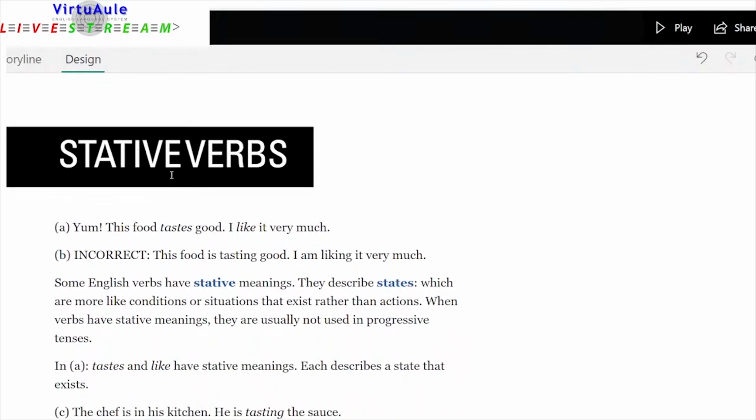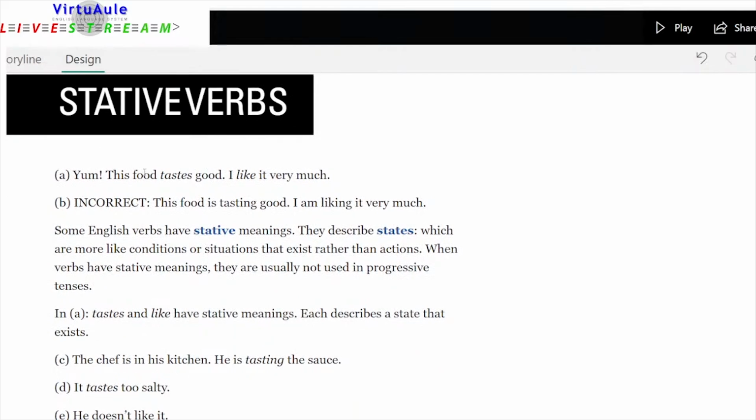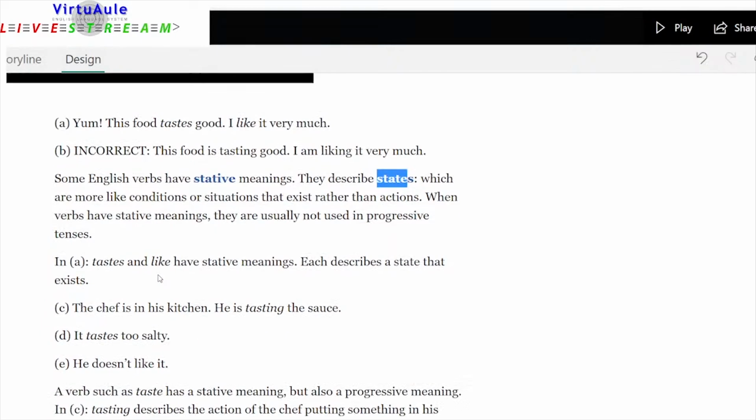Let's look at stative verbs. Yum, this food tastes good. I like it very much. Very incorrect: this food is tasting good. I am liking it very much. Some English verbs have stative meanings. They describe states, which are more like conditions or situations that exist rather than actions. When verbs have stative meanings, they are usually not used in progressive tenses.